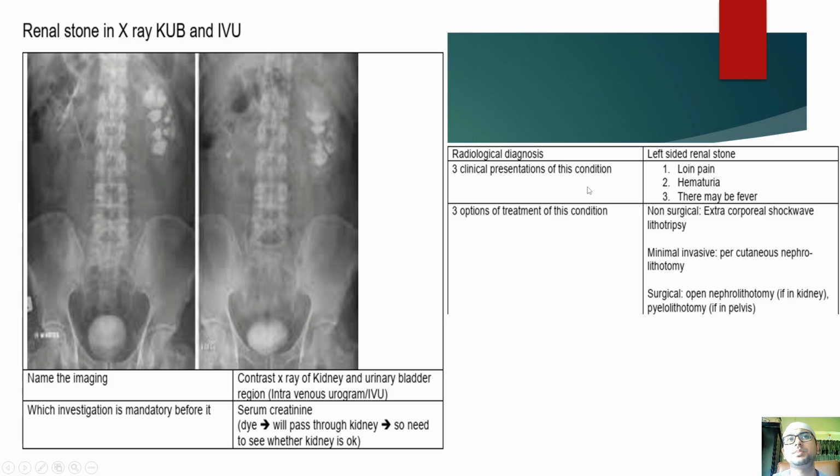So what is the classical presentation? Loin pain, hematuria, there may be fever. I already told you that. Three options: non-surgical, minimally invasive, and surgical. Non-surgical is extracorporeal shock wave lithotripsy, minimally invasive is percutaneous nephrolithotomy, and surgical is nephrolithotomy or pyelolithotomy of the kidney.